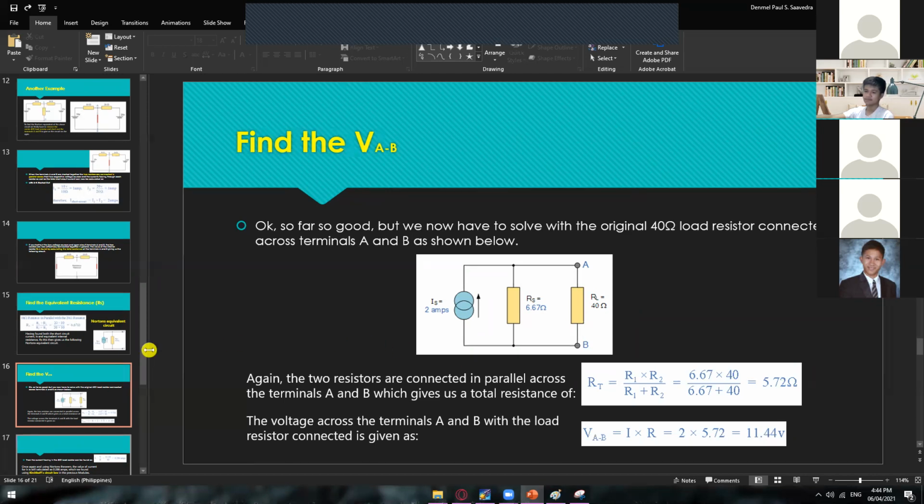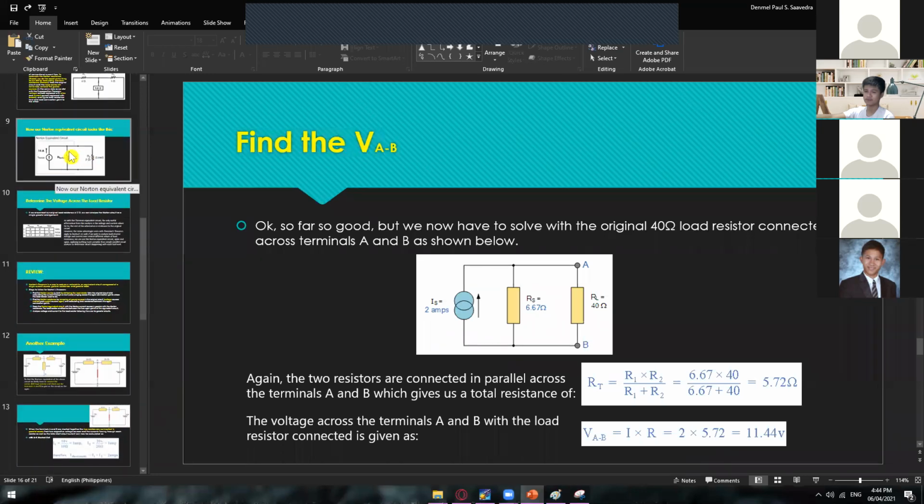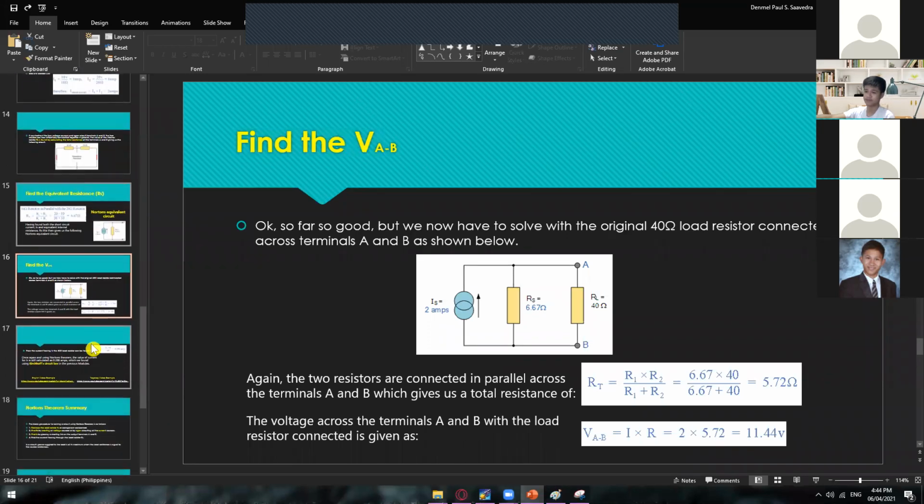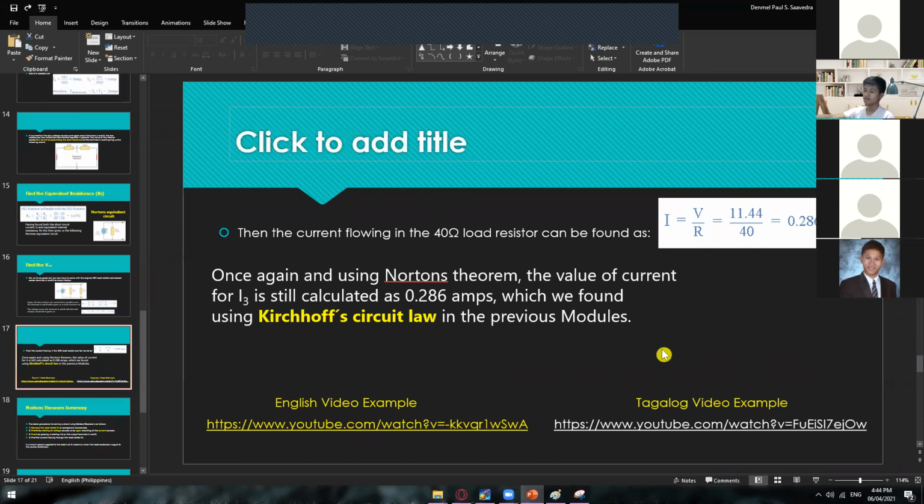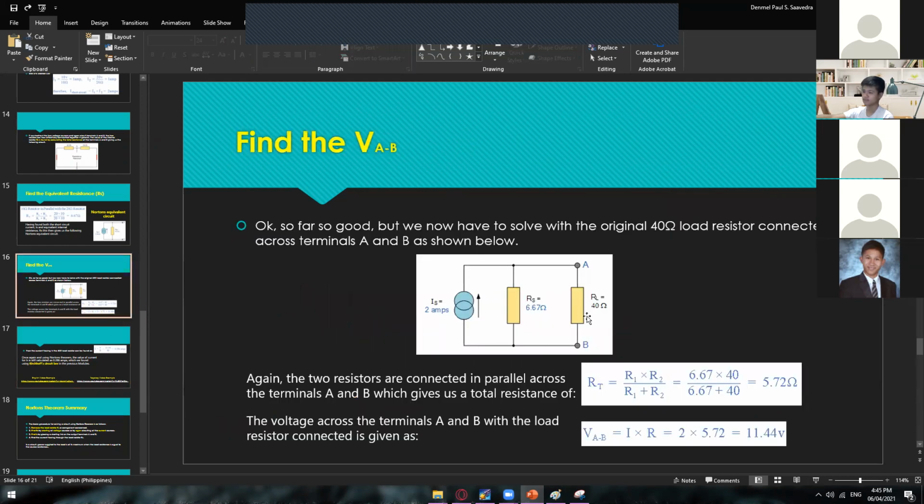So I hope that you guys were able to follow this one, since it is just the same as the past examples, or my example above, just with different values. And the total current is 0.286. I mean, not total current, the current that is flowing on that load resistance, IL.